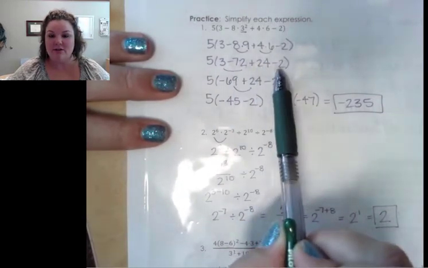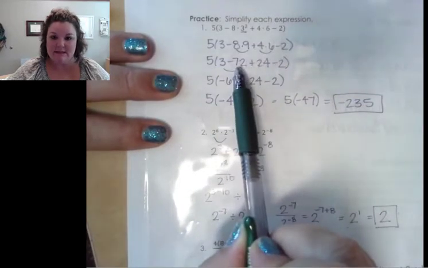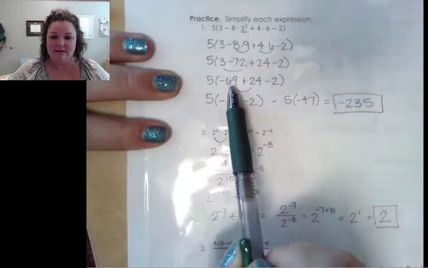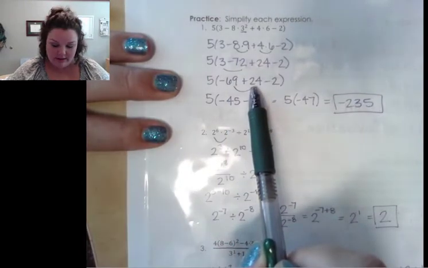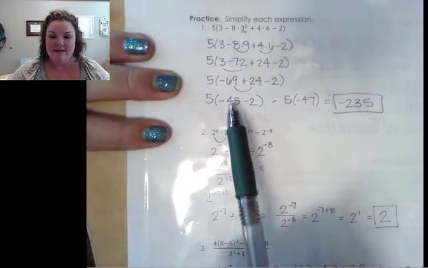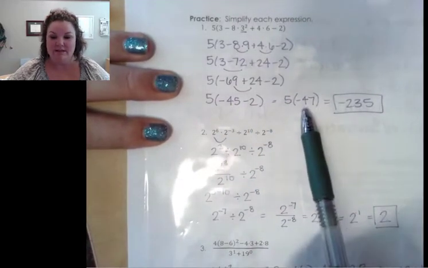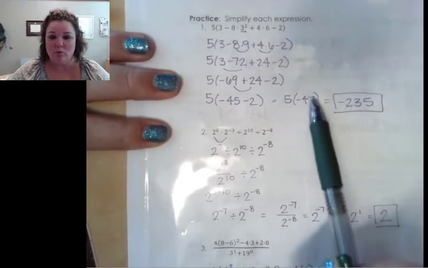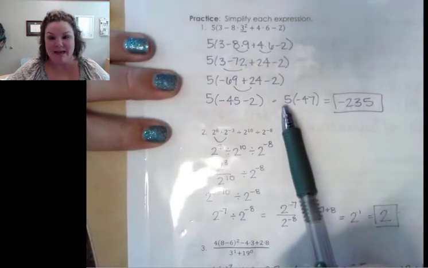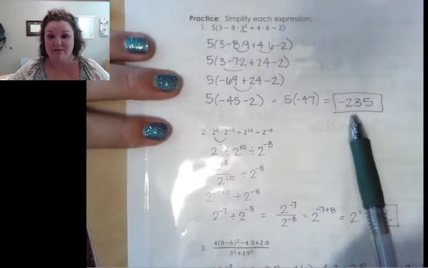Addition and subtraction are on the same level, so I do it from left to right. So 3 minus 72 gives me negative 69, and then negative 69 plus the 24 gives me negative 45, and then I do the negative 45 minus 2, which gives me negative 47. And now that I have that entire grouping symbol simplified down to one number, now I can go ahead and multiply the 5 on the outside, which gives me negative 235.